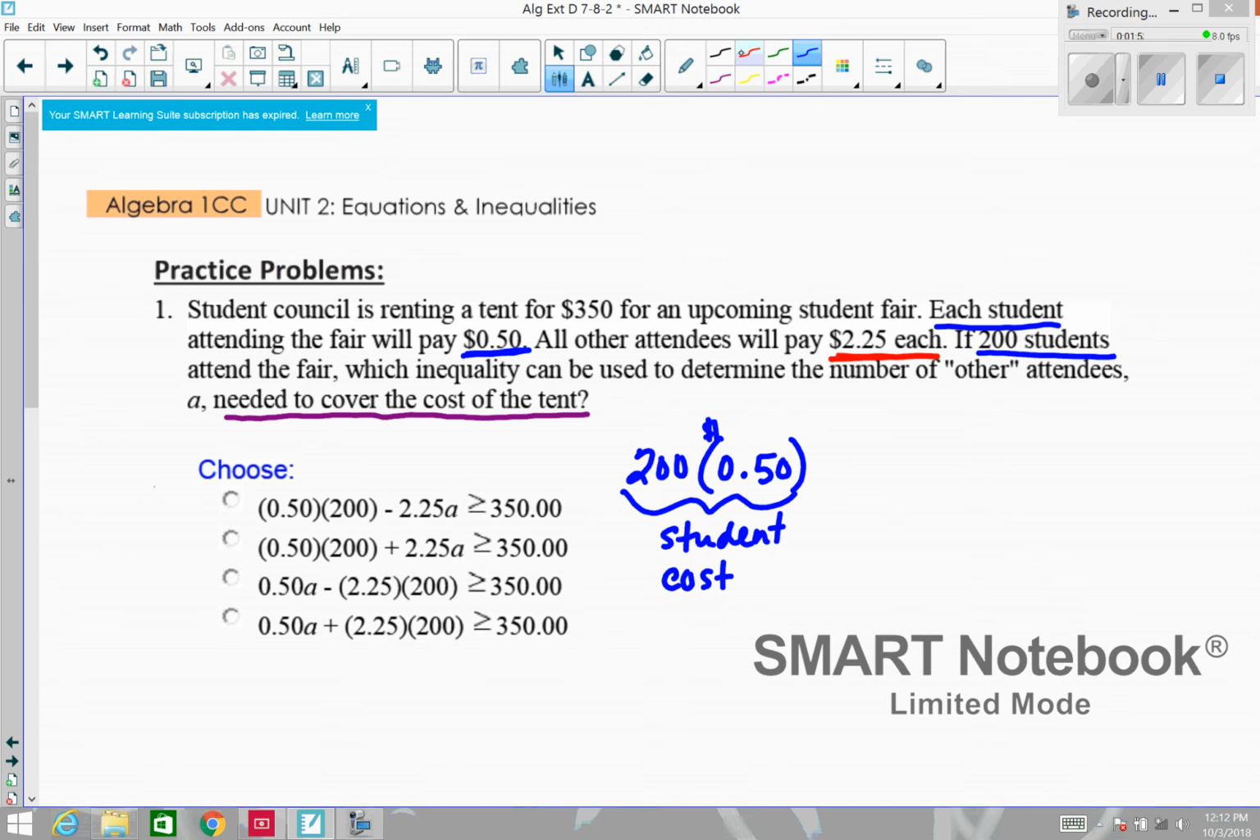If we add that now to the cost of the other attendees, who are going to pay $2.25 each, and the number of people attending is going to be represented by the letter A, we would need to multiply A times 2.25. So A multiplied by 2.25 gives us the cost of the other attendees.